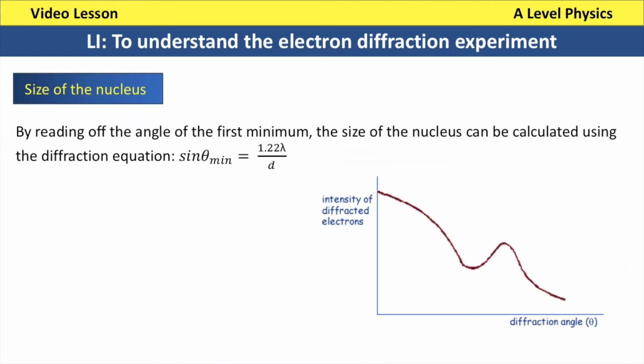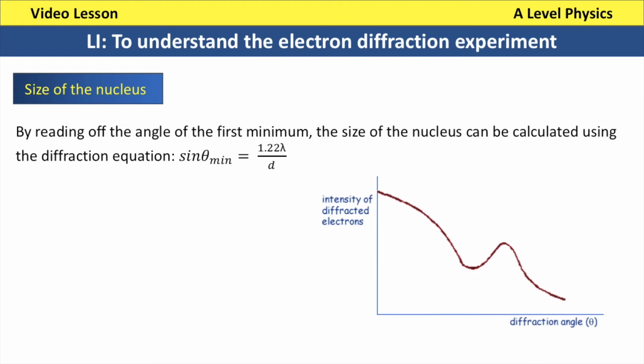Okay, so we use this experiment to determine the size of the nucleus. By reading off the angle of the first minimum, the size of the nucleus can be calculated using the diffraction equation sine of theta min equals 1.22 lambda over d. Now I appreciate I've plucked that equation out of thin air and given no derivation for it. It should look quite similar to the equation that you've seen before, n lambda equals d sine theta, but of course the difference there is that we've got this value of 1.22 being used.